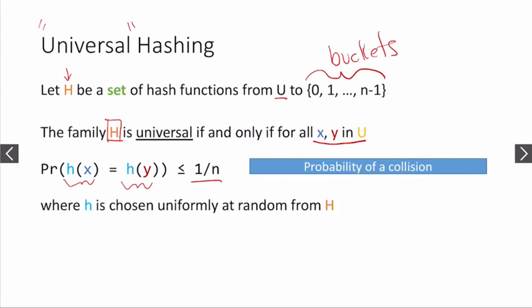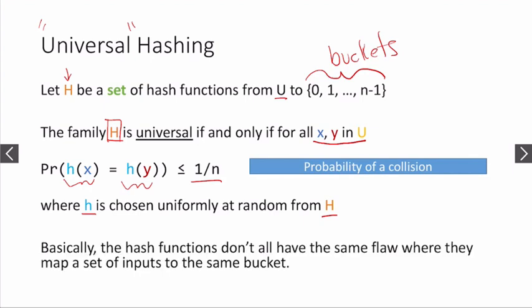And we're going to say that for any h that's uniformly chosen at random from H, so lowercase h from the family H. That's a little cryptic to try to understand. Another way to think of this is the hash functions don't all have the same flaw where they map the same set of inputs to the same bucket.